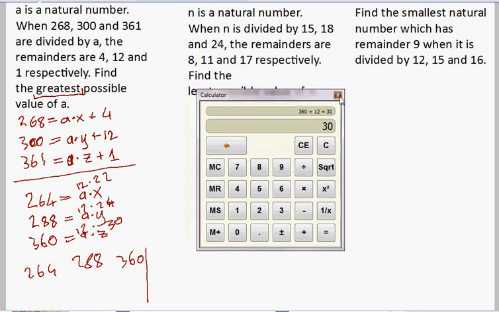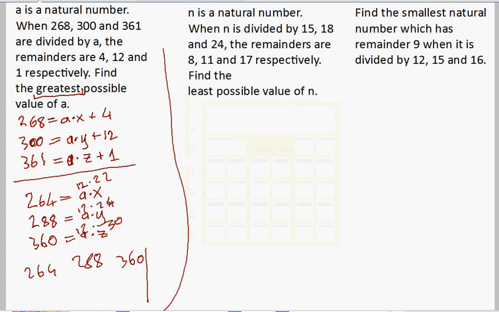Now the type 2. Let's do it with another color. Let's check what's going on in this type. First it says least, so this should be LCM. n is a natural number, and we are dividing this n by something. By what? By 15, 18, 24. When I divide n by 15, 18, 24, the remainders are 8, 11, 17 respectively, in order.